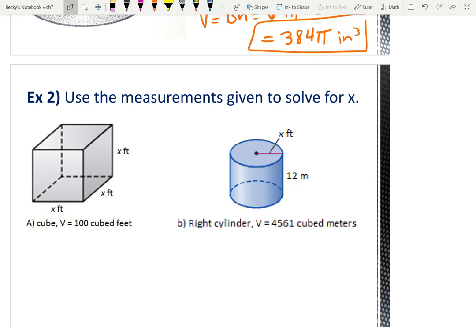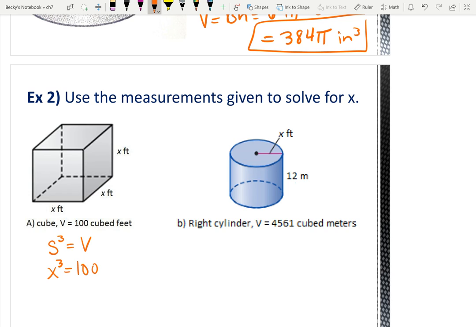Okay, so now we have to work a little bit backwards on these. We have to find the measurements, use the measurements given to solve for x. Okay, so this is a cube, and we know the formula is sides cubed equals volume. Okay, so let's take what we know and plug it in. So instead of the sides, I'm going to say it's x, and that is supposed to be to the third, and my volume is 100.